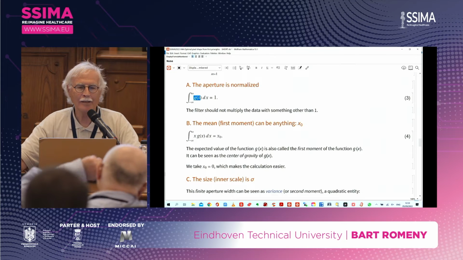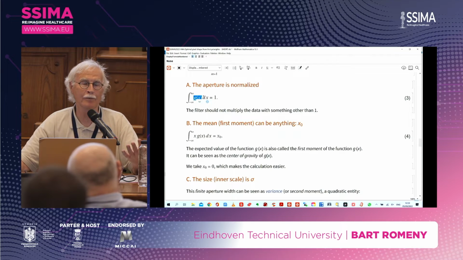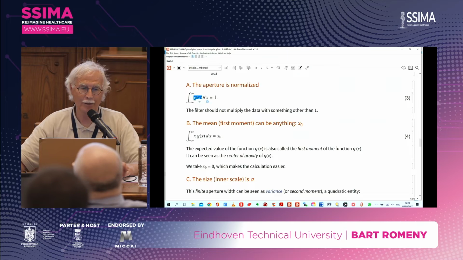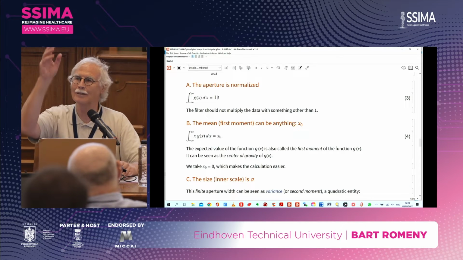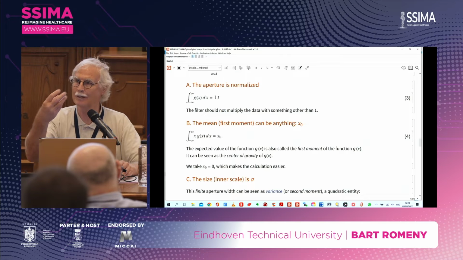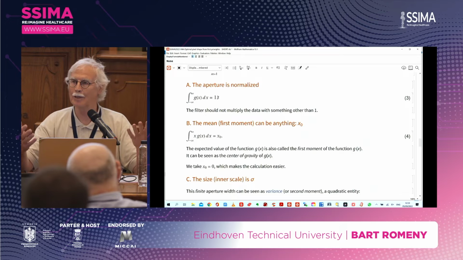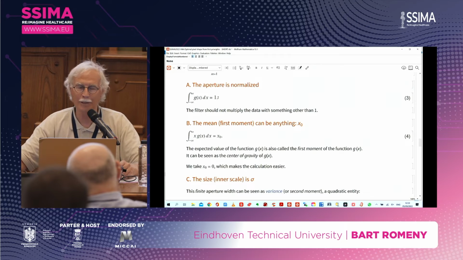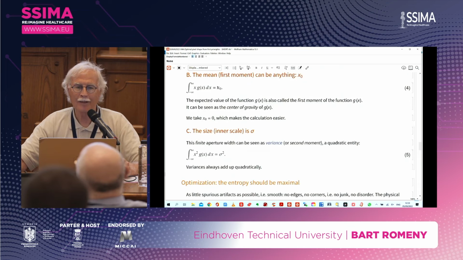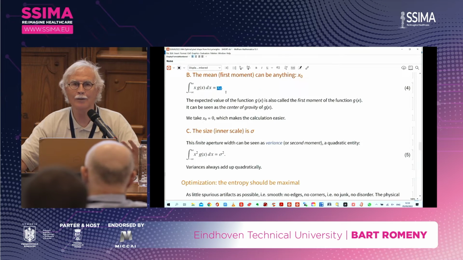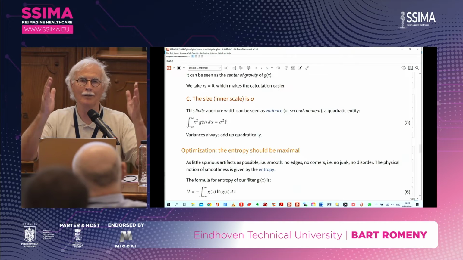If G is my pixel, I have to find what is the formula for G. And that's a little bit complicated, but I know that if I have a pixel, it is not multiplying something, it is not decreasing, it just takes the full value. If I take the whole pixel, everything of it, it multiplies by 1. So the integral of this pixel is 1. The mean of the pixel can be any value. I give it 0 just for convenience. And the size of the pixel, I don't know, but I give it sigma.